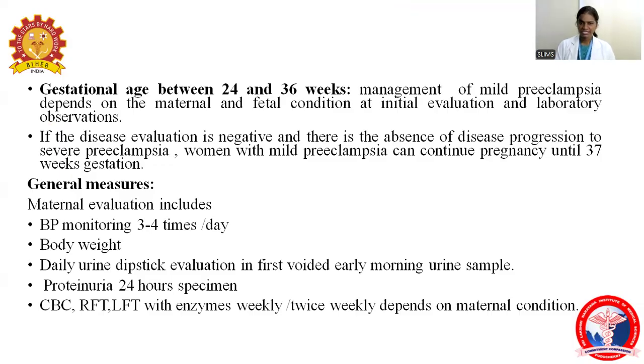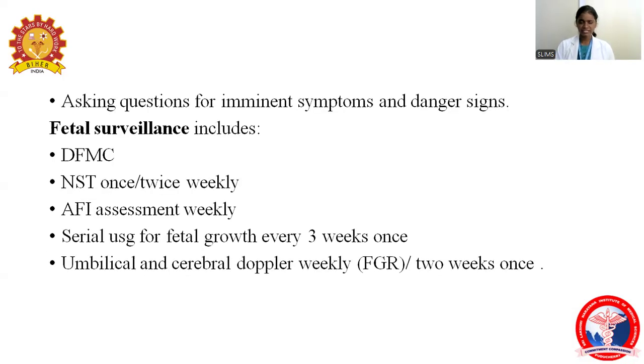If the disease evaluation is negative, then there is absence of disease progression to severe preeclampsia. In women with mild preeclampsia, we can continue pregnancy till 37 weeks. We have to do general measures like BP monitoring 3 to 4 times a day, daily body weight assessment, urine dipstick evaluation in the first voided urine sample, proteinuria evaluation by doing a 24-hour urine specimen, and routine investigations like CBC, renal function test, liver function test, and enzymes, either weekly or twice weekly depending upon the medical condition. And we have to watch for symptoms or danger signs in the patient.